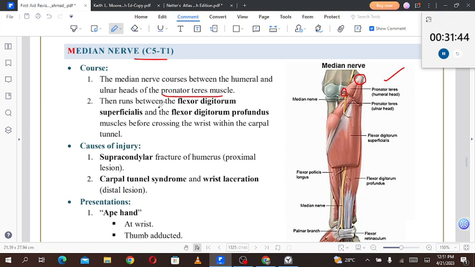It runs between the flexor digitorum superficialis and the flexor digitorum profundus muscle before crossing the wrist within the carpal tunnel. Okay, so this is the nerve that is present inside the carpal tunnel, and it is damaged during carpal tunnel syndrome. Remember that point. And if you are a geek, you can also remember that it is passing between the flexor digitorum superficialis and the profundus, and also between the two heads, the humeral and the ulnar head of the pronator teres.